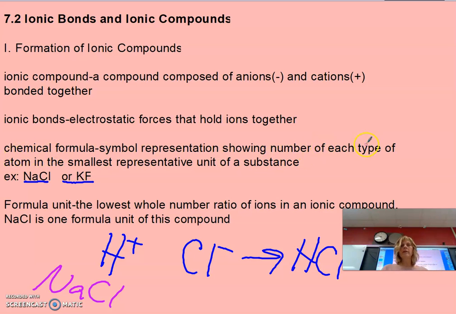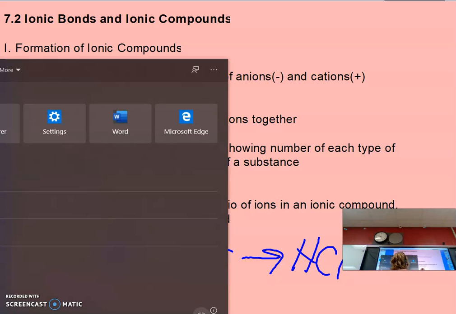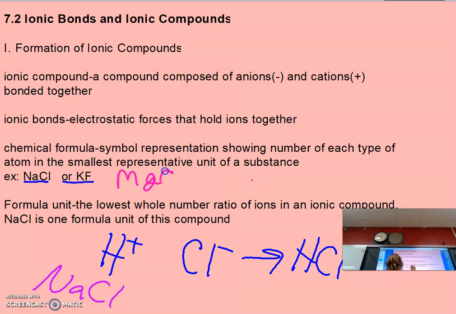Chemical formula, you guys have been using chemical formulas, I'm sure, since 6th grade probably. It's just a representation showing the number of each type of atom. So if I have NaCl, we should recognize that this is one sodium and one chloride. If I had something like MgCl2, we should recognize that that's one atom of magnesium paired with two atoms of chlorine, resulting in a net charge of 0, because we don't show any charge here.